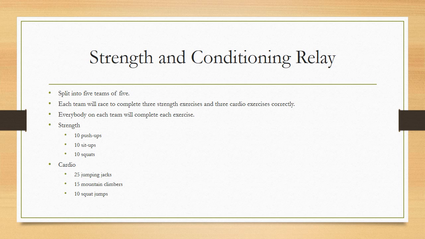Now, once the students have completed each strength exercise, their objective is to move on to the cardio exercises: 25 jumping jacks, 15 mountain climbers, and 10 squat jumps. What this will do is teach the class to work together to complete a goal and an objective, and show them that exercising, when done in a fun way, can be very enjoyable and not just something painful and something that they do not enjoy.